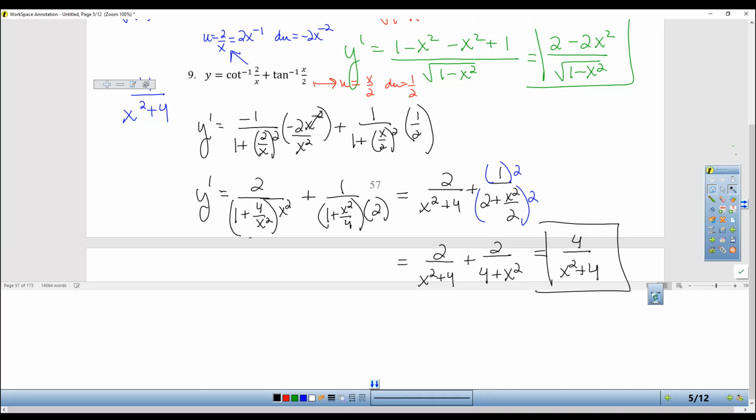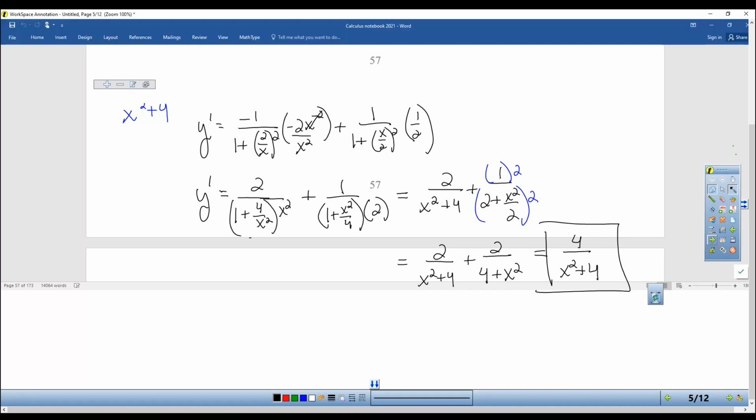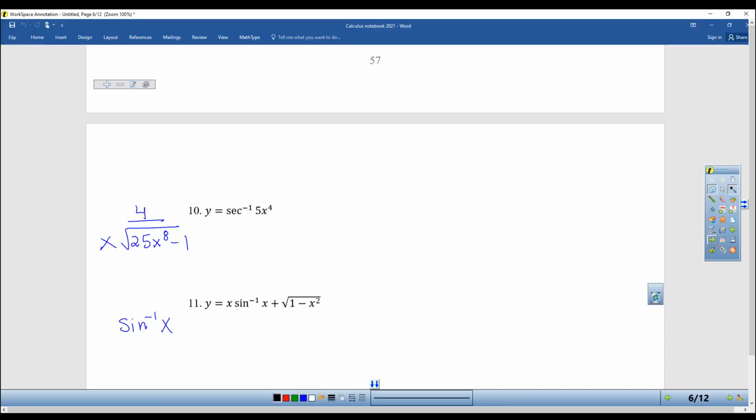So the calculus was literally just plugging in a formula. The rest of it was some really tough algebra. All right, we've got 3 more of these. Number 10.